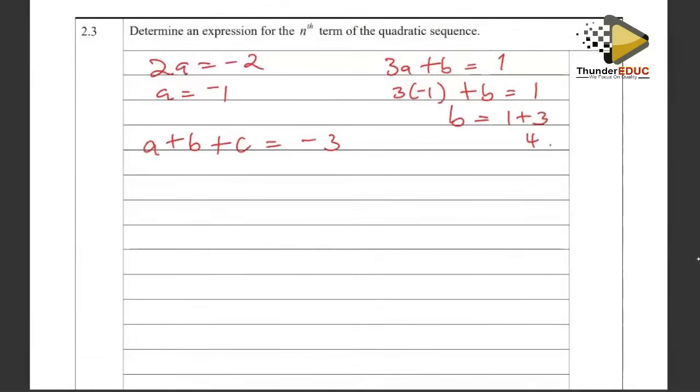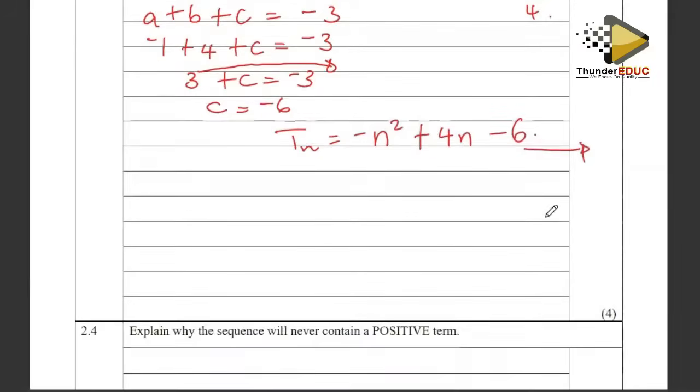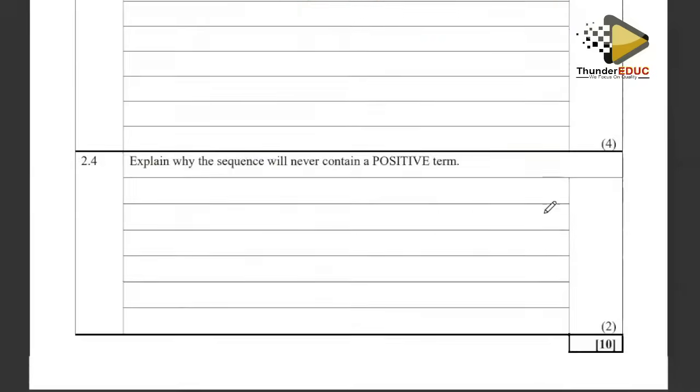Then we're going to do the substitutions. -1 plus 4 plus c should give us -3. This is going to be 3 plus c is -3, which means c is going to be, when we move this one to that side, -6. So the Tn, remember the general term of a quadratic is an squared plus bn plus c. So we have -n squared plus 4n minus 6 as our result. All right, so that is 2.3 for the 4 marks.